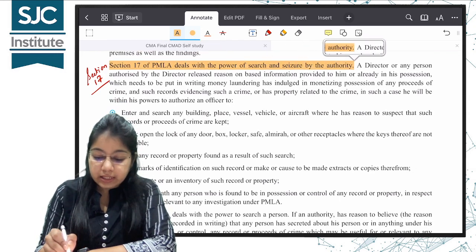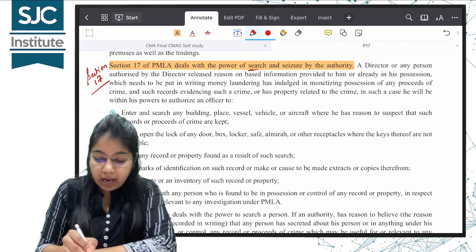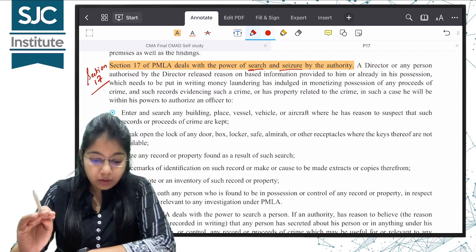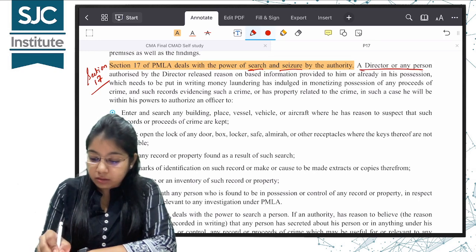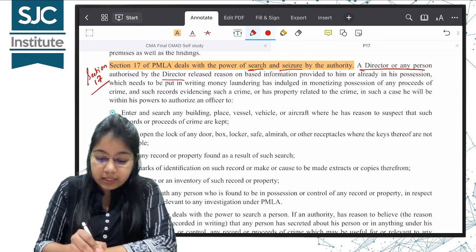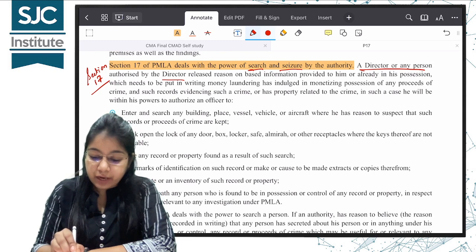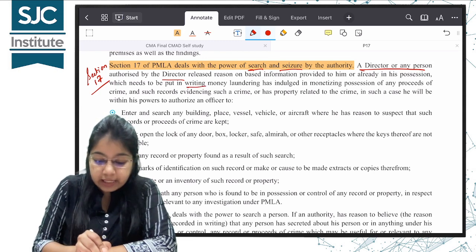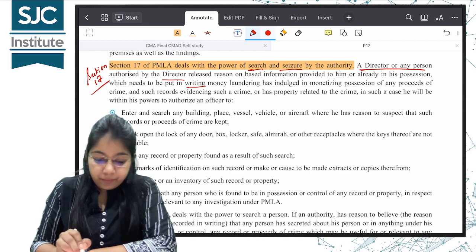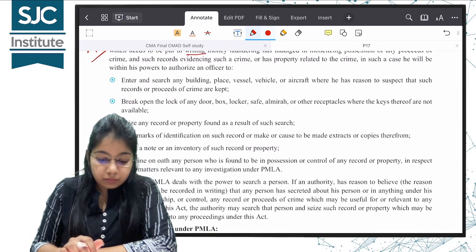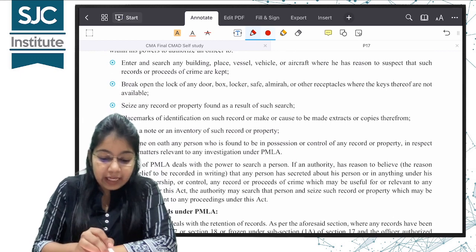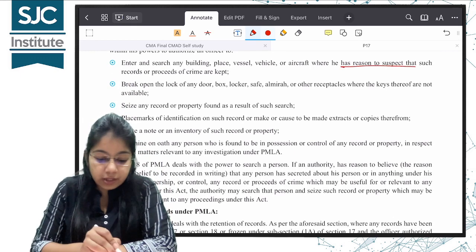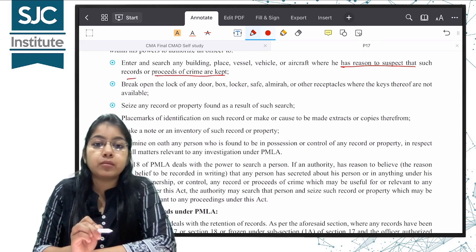Next, section 17 deals with the power of search and seizure, searching and seizing or freezing also. A director or any other person authorized by the director, on reason based on information provided to him or already in his possession, which needs to be put in writing, has the power to enter and search any building, place, vessel, vehicle, aircraft where he has reason to suspect that such records or proceeds of crime are kept.